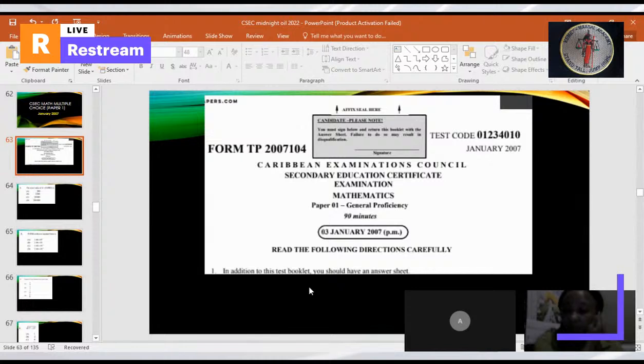The paper that we're going to be doing tonight, actually this morning, so a new day has started. It is now Friday, January 14th. We're 7 minutes into the new day. The paper that we'll be doing is the January 3rd, 2007 paper from the Caribbean Examinations Council.